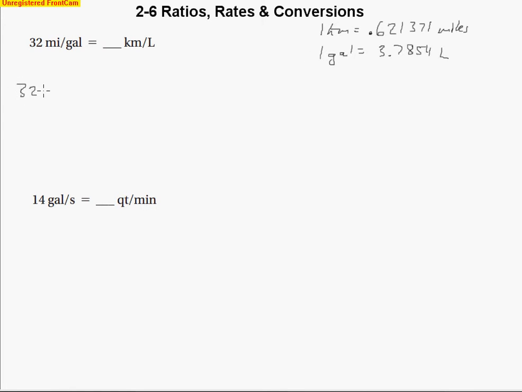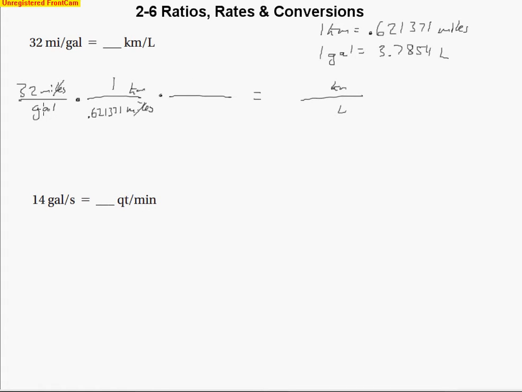So I'm going to start with 32 miles per gallon, and I'm going to multiply it by 2 conversion factors. And when I go ahead and do that, I'm going to get kilometers per liter. So I want to cancel out miles, and I want to make kilometers. So I'm going to put the miles down below, the kilometers on top, because that way the miles will cross cancel. So it says right here, 1 kilometer equals 0.621371 miles. And then I'll get those miles to cancel.